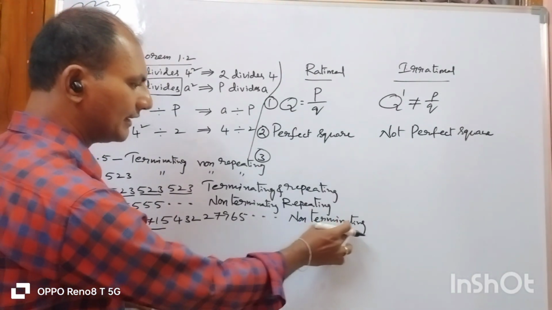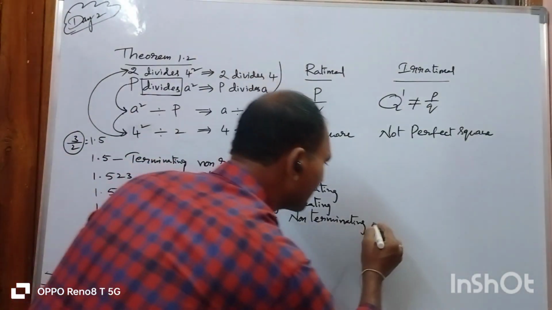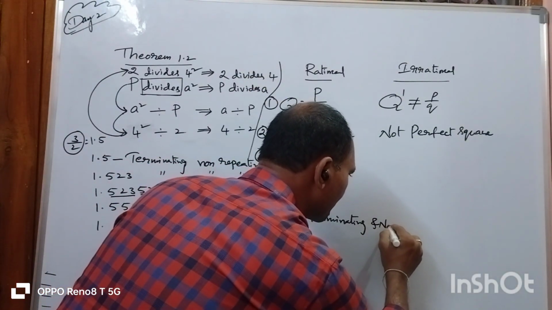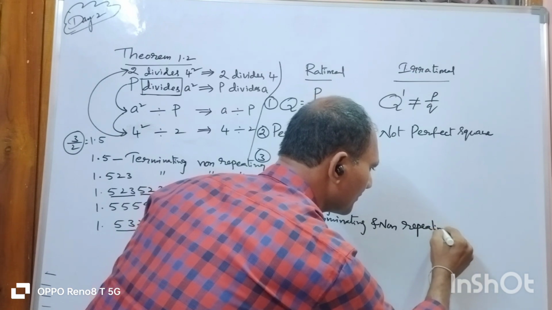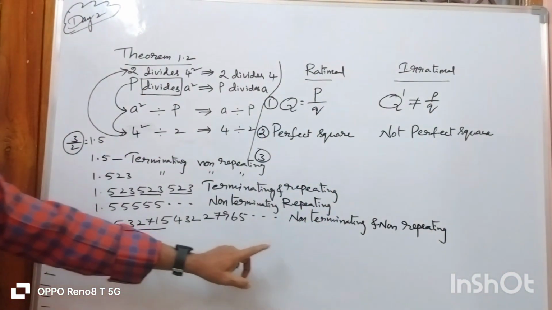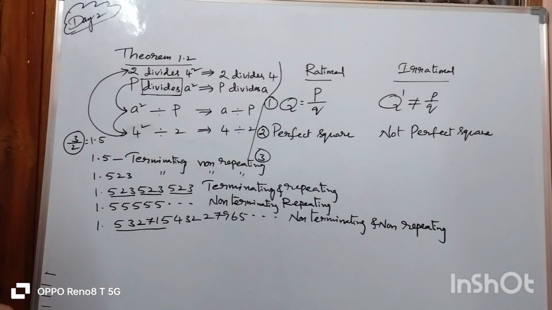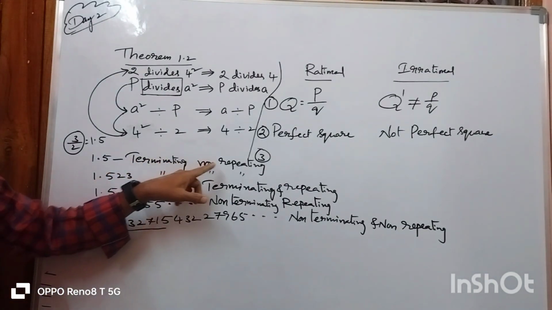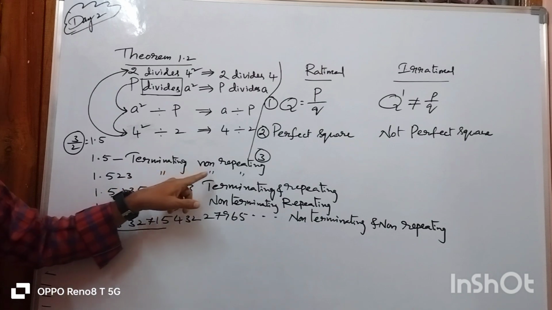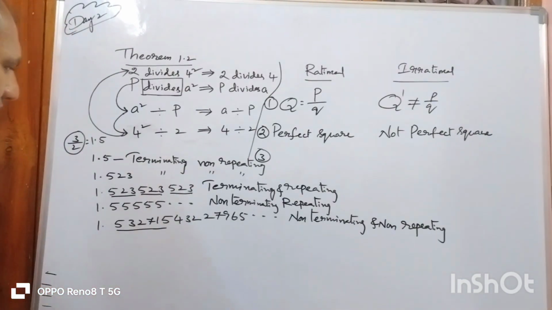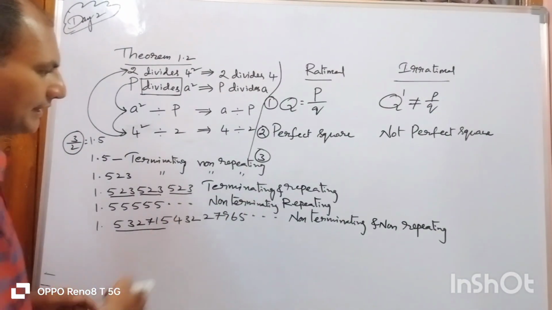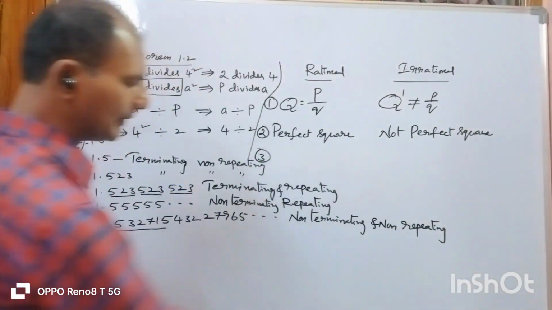So this is non-terminating, non-repeating. Okay, so here how many are there? Four types are there. Terminating, non-repeating. This is terminating, terminating, repeating, non-terminating, repeating, and one more is there. What is that? Non-terminating, non-repeating.